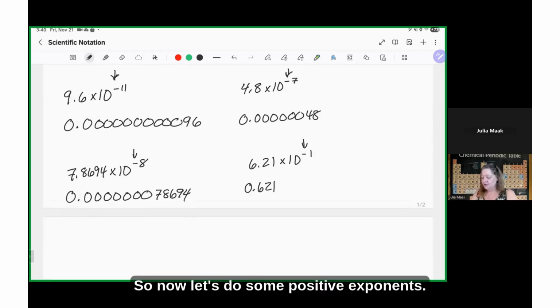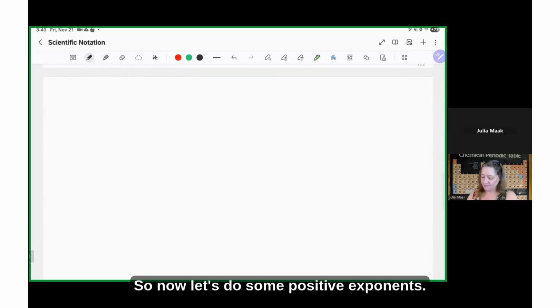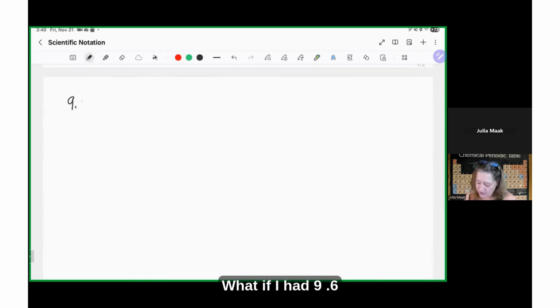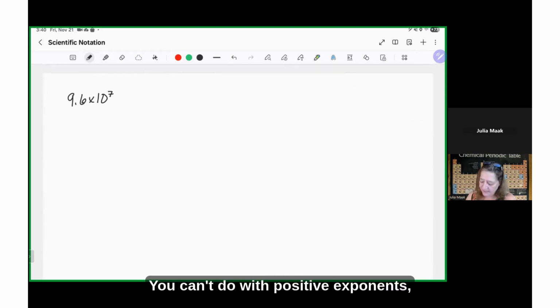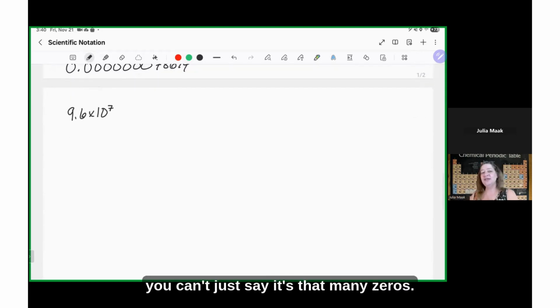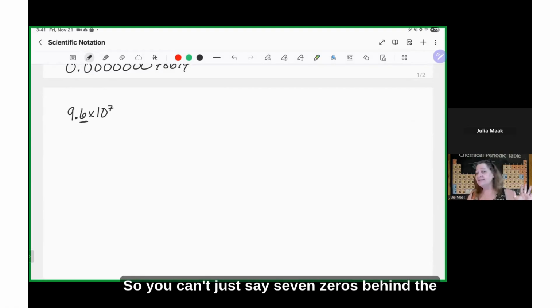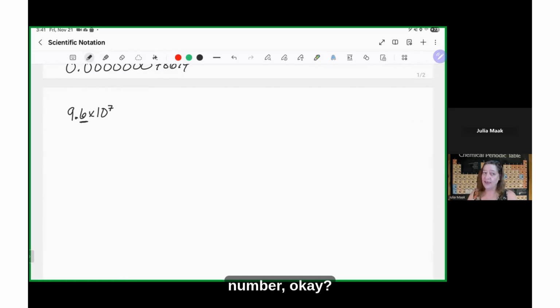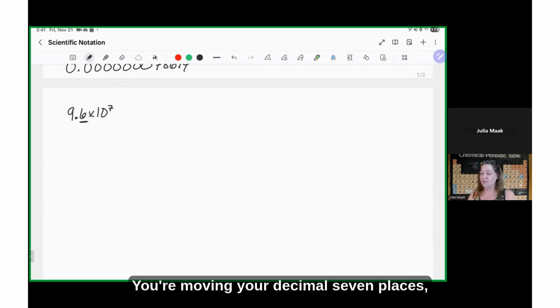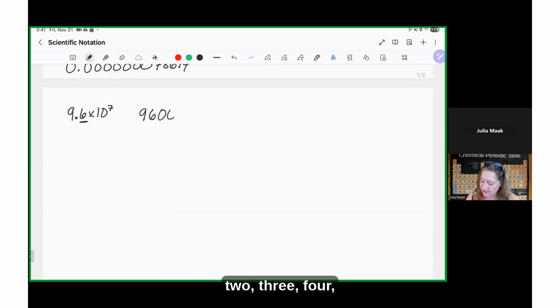Okay, so now let's do some positive exponents. What if I had 9.6 times 10 to the positive 7? Okay, with positive exponents, you can't just say it's that many zeros. Because it's not. There's a number there. This number has taken up one of those places. So you can't just say 7 zeros behind the number. Okay? You're moving your decimal 7 places. Okay, so I would be like, okay, there's one place, 2, 3, 4, 5, 6, 7.